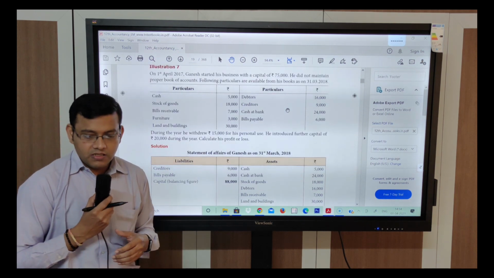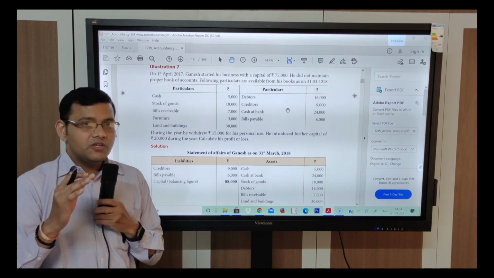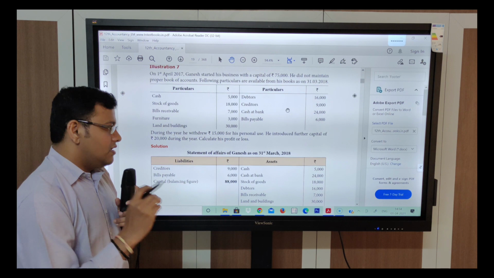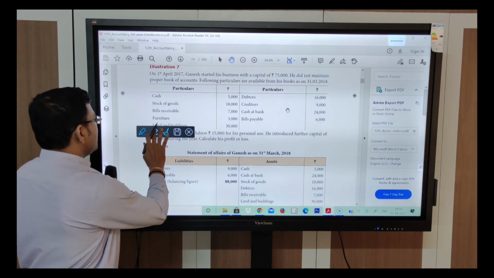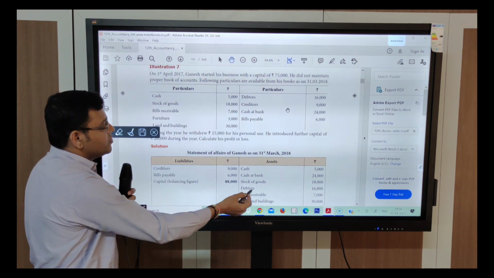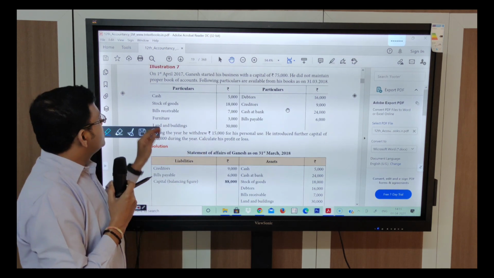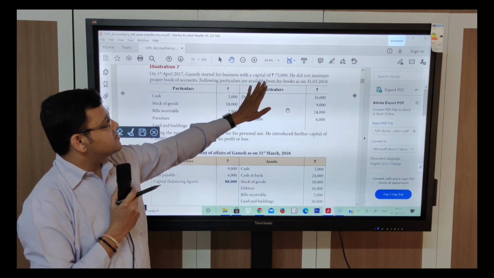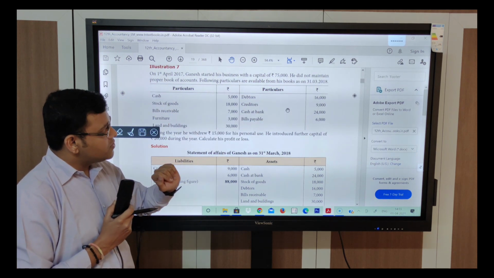The next illustration is also on the same format, except I will be telling you the adjustments which are different than the previous illustration. If you see over here, they have given all the particulars, and what you have to do, you have to take. But here I will point out what is the difference between the previous illustration. So if you read the question, Ganesh started the business with a capital of 75,000 and he did not maintain the proper books of accounts.